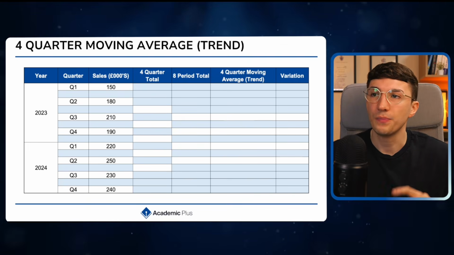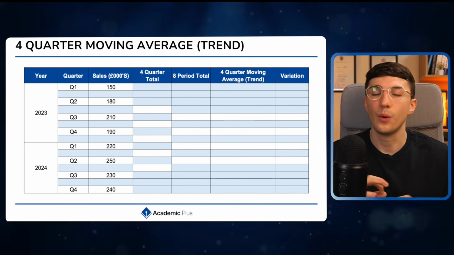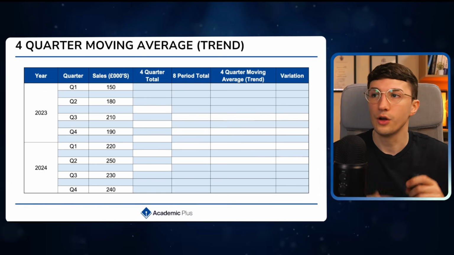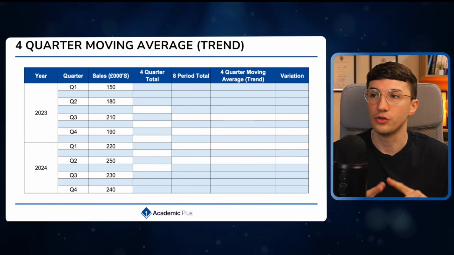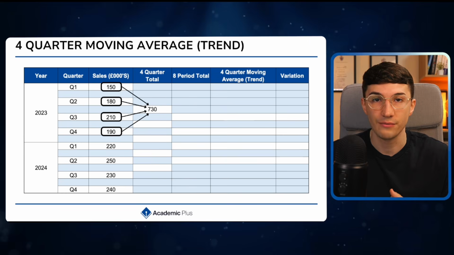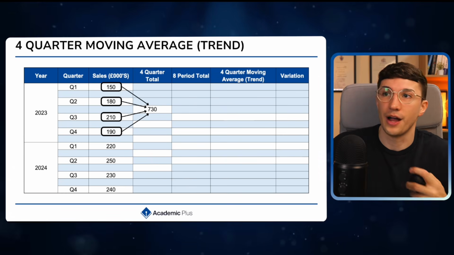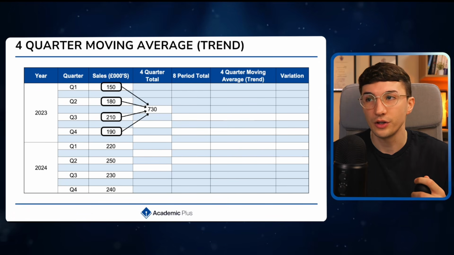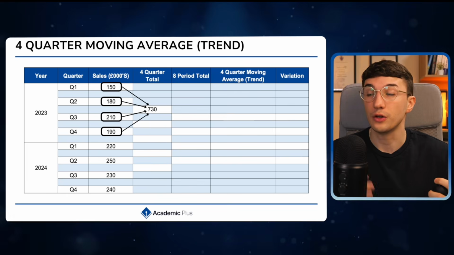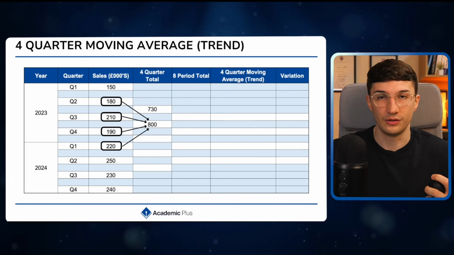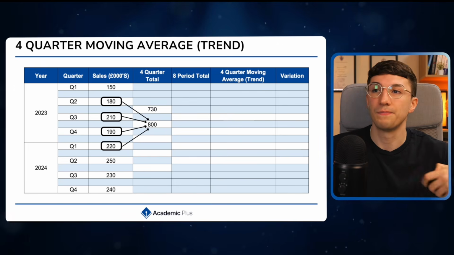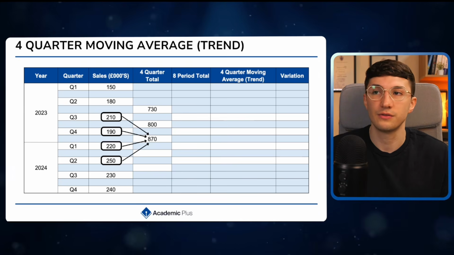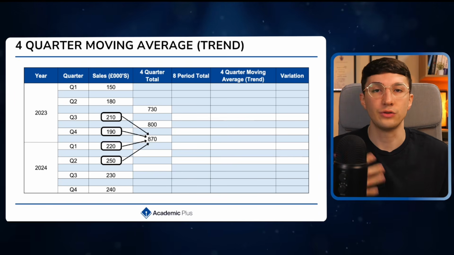Now what we want to do is calculate the 4-quarter total. Now, we're not doing the moving average. We're not dividing it by 4. We're just looking at the total. So for 2023, we do Q1, Q2, Q3, and Q4 and just add them all together. Simple. Nothing too complex just yet. And then we do that again for the next set. So instead of doing Q1, 2, 3, and 4 of 2023, we do Q2, Q3, Q4 from 2023, and then Q1 of 2024. Remember, we want to go consecutively. Then we do that again. We do 210 plus 190 plus 220 plus 250 to get me a 4-quarter total of 870.